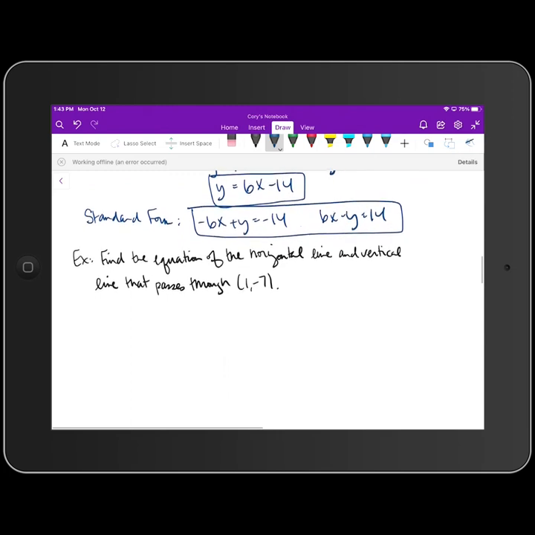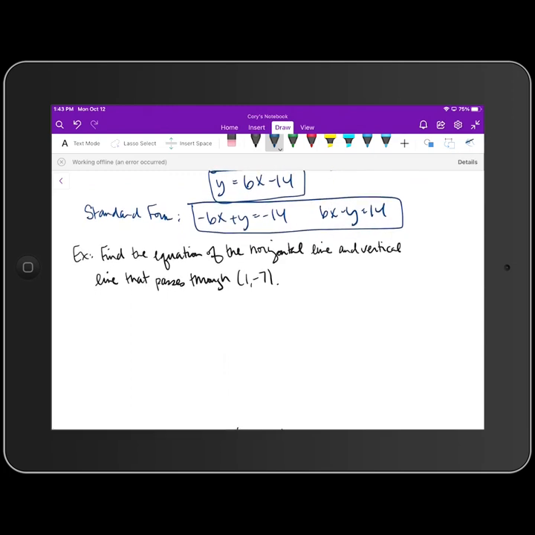Okay, on to the next example. The directions for the next one say to find the equation of the horizontal line and vertical line that passes through the point 1, negative 7. So if we want the horizontal line that passes through that point, horizontal lines are of the form y is equal to some number. And for that line to pass through the point 1, negative 7, y needs to be equal to the y coordinate of that point. So the horizontal line would be y is equal to negative 7.